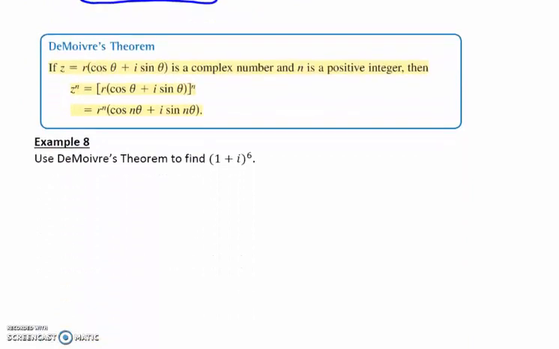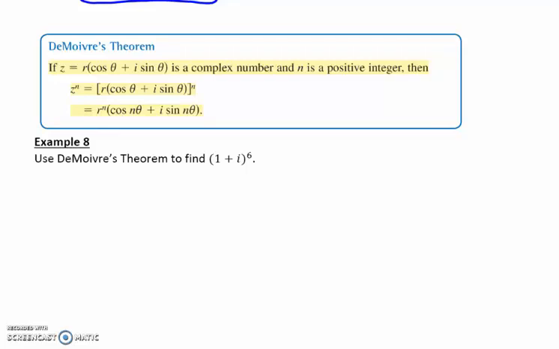So we have this theorem. I'm not very good at pronouncing this, I believe it's a French name, de Moivre. Anyway, we want to use it to find (1 + i)^6. We could multiply that out, and it would take a while, and there's lots of room for error there. So an easier way to do this would be to just use this theorem.